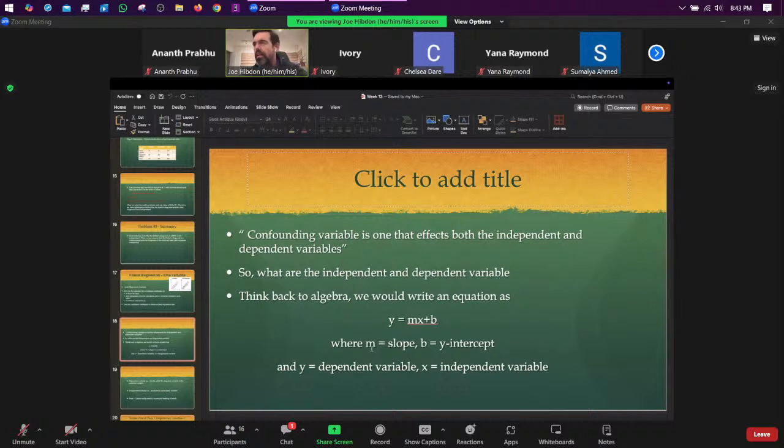So recall that m is the slope, how much y is increasing over how much x is increasing, and b is the y-intercept. So where does it intercept the y? y is the dependent variable and x is the independent. In the scenario we've been working with, x is exercise and y is blood pressure.